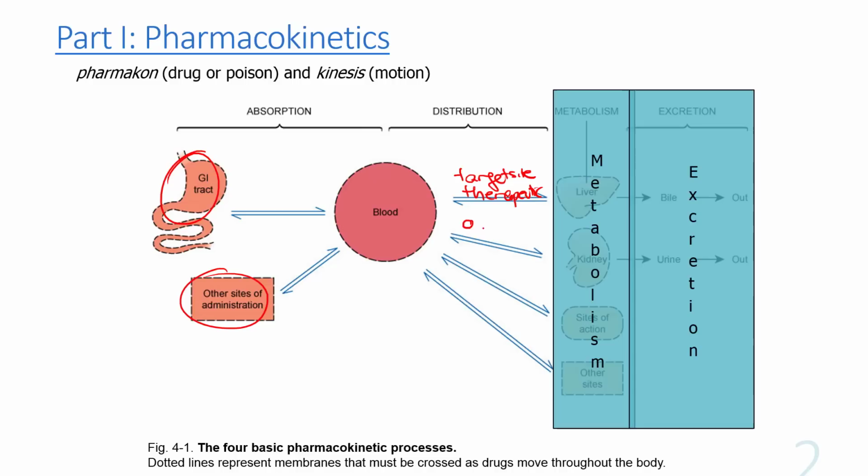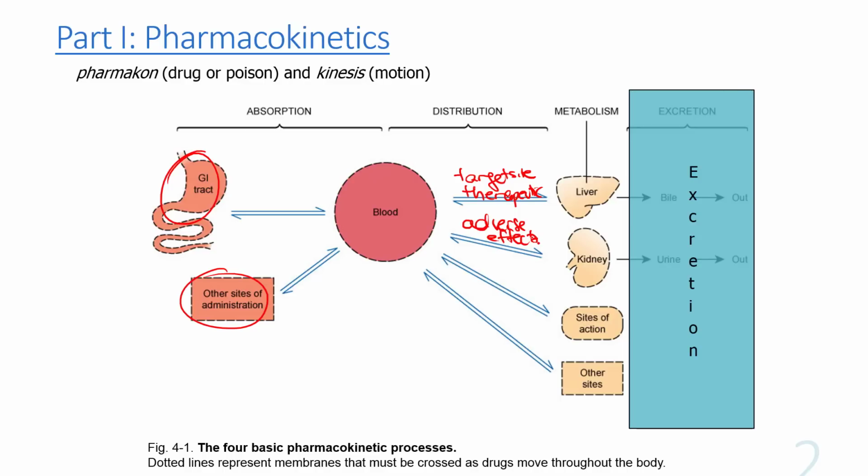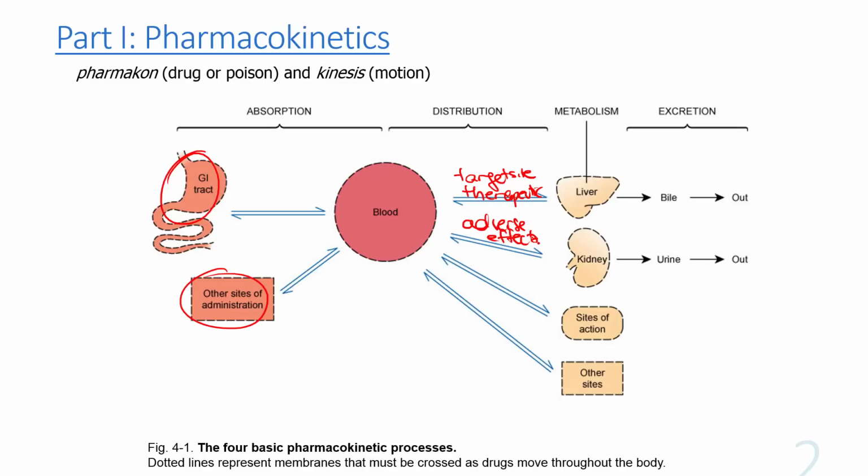possibly to sites which leads to its adverse effects, and then to different organs in the body, namely the liver that's involved in metabolism and the kidney that's involved in excretion. So the liver is the main organ of metabolism and the kidney is the main organ of excretion. And we'll talk about each of these 4 processes as we continue on in this lecture.